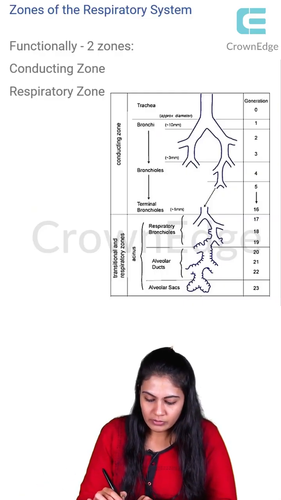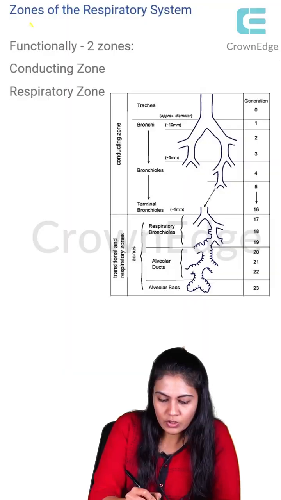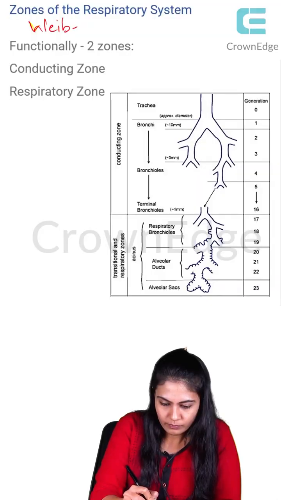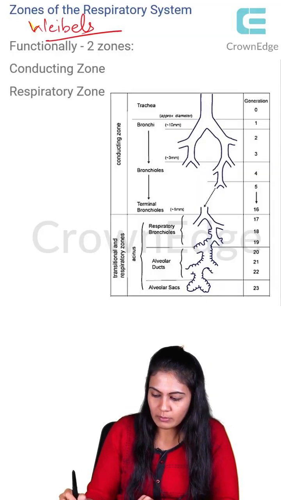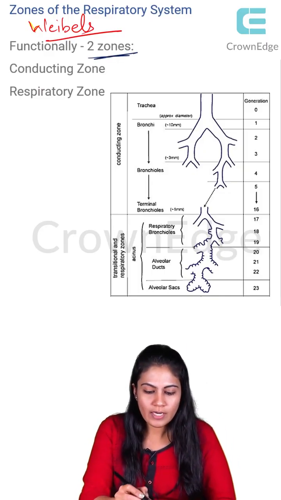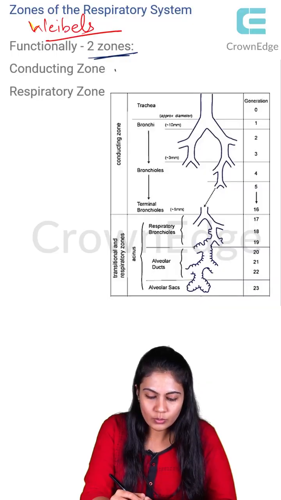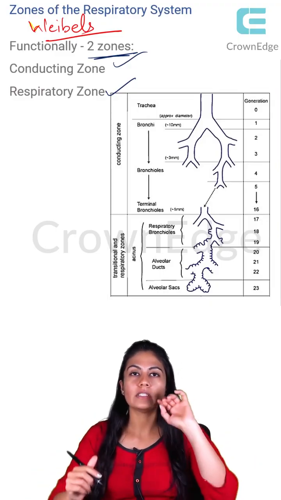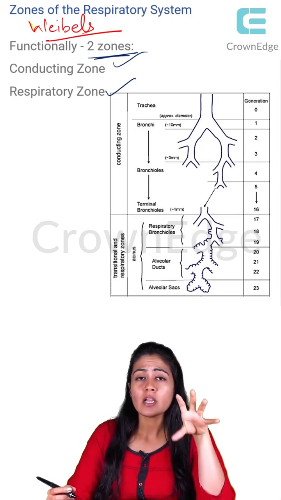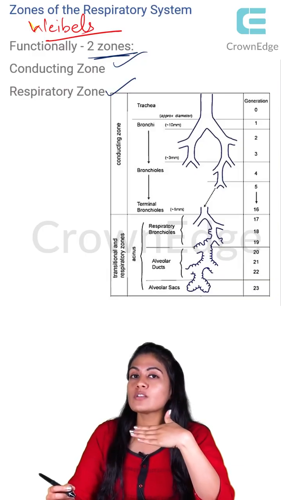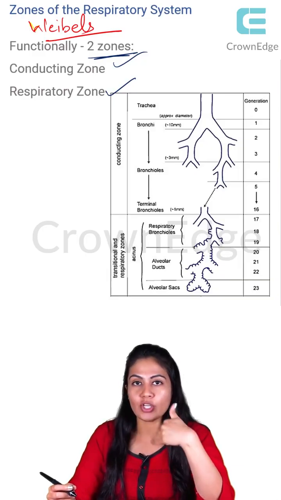As we were talking, there is a classification known as Weibel's classification. What does the Weibel classification suggest? That there are functionally two zones, right? Which are the two zones? The conducting zone and the respiratory zone. By the name, conducting means it is causing the transport of that air, but it is not helping in the exchange, right?